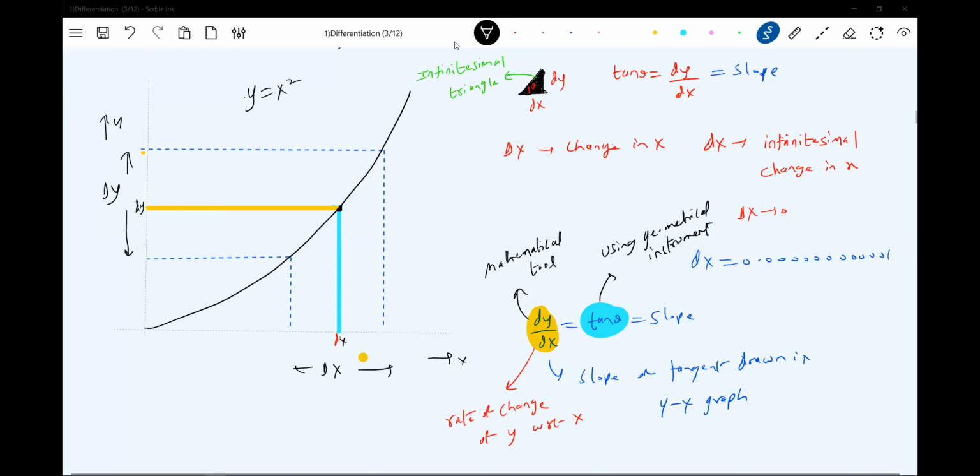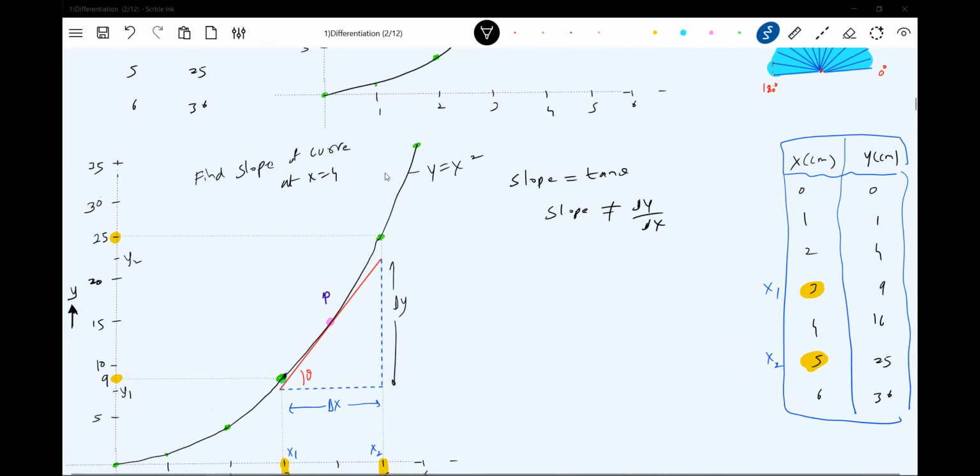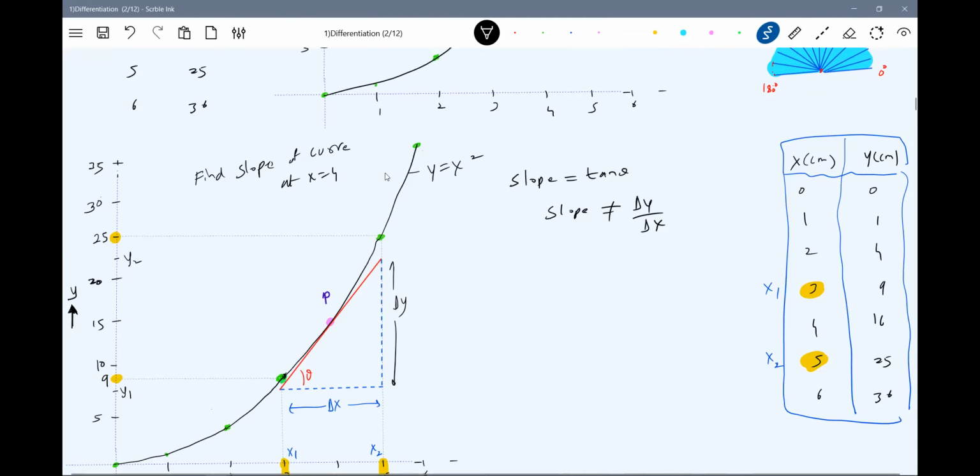So one primary comment I'll pass. Delta y is already not equal to, so this delta y cannot be determined. I think somebody was asking a doubt. So this delta y cannot be determined graphically. That's why we have introduced that tool called differentiation.